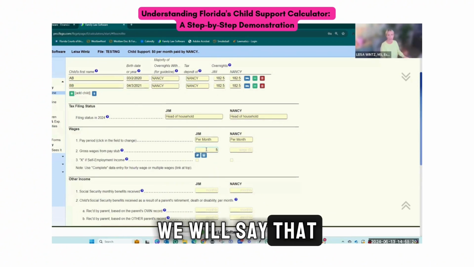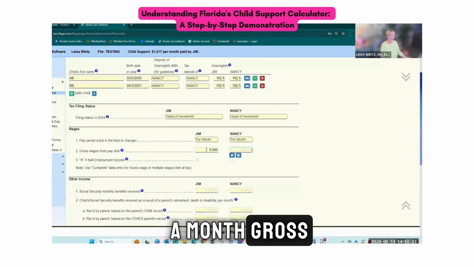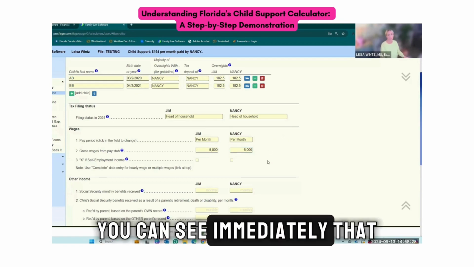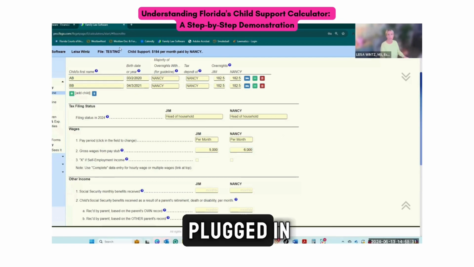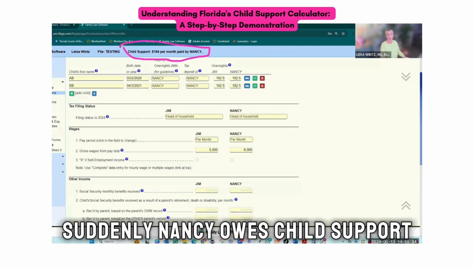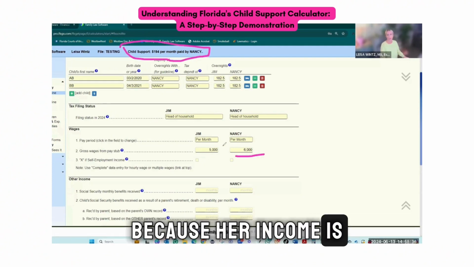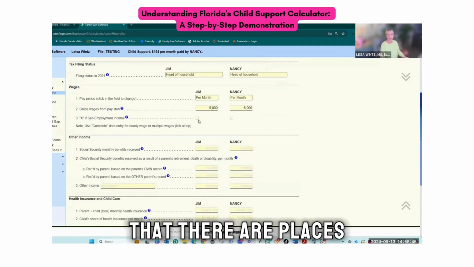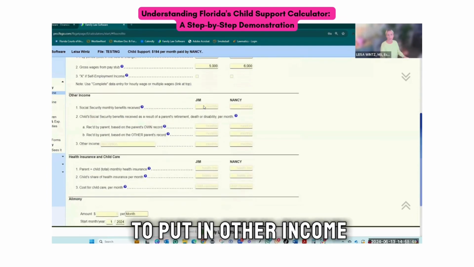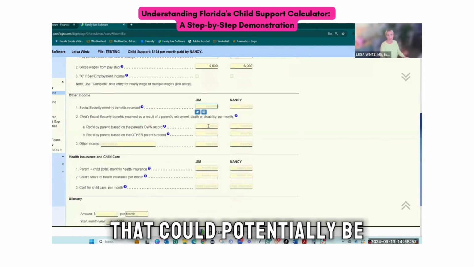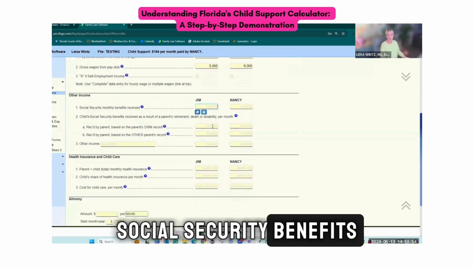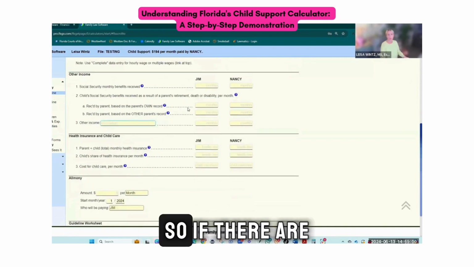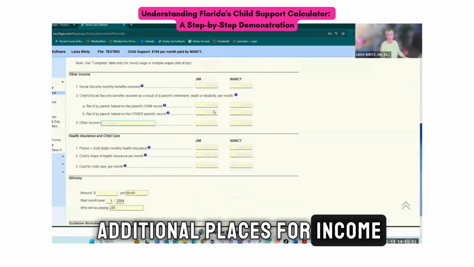We will say that Jim is making $5,000 a month gross and that Nancy is making $6,000 a month gross. You can see immediately that once those numbers are plugged in, suddenly Nancy owes child support because her income is higher than Jim's income. Next up, you will see that there are places to put in other income that could potentially be coming into play: Social Security benefits, for example, rental income or in-kind income. So if there are additional sources of income, they would go in here.